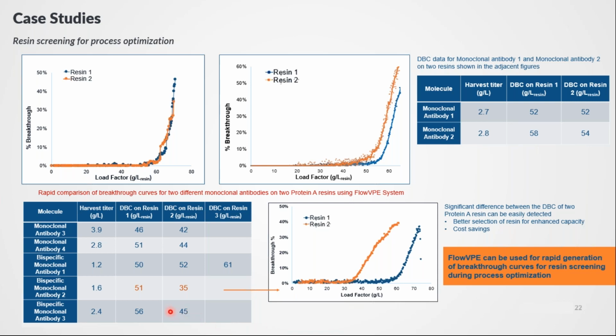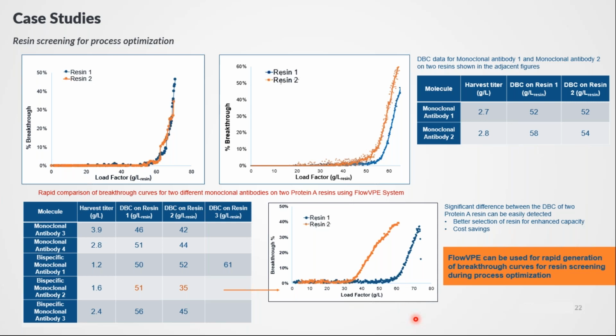So one point I wanted to highlight was, when you look at these curves, there is so much difference between the DBC of these 2 resins that the resin decision is so easy here, and will definitely lead to a more economical process if we select the blue resin. And the best part is that FlowVPE helps us generate these curves very fast.